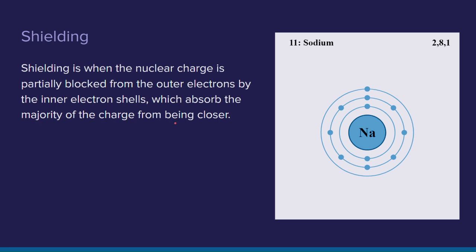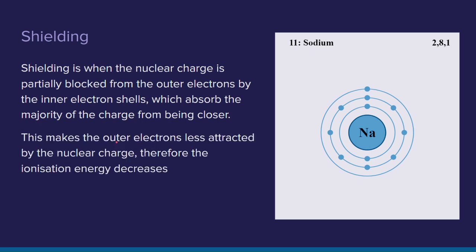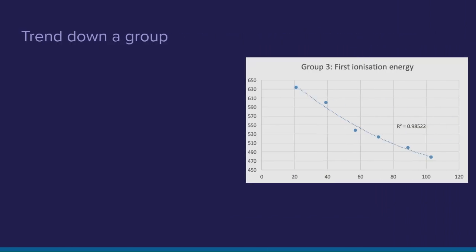They absorb the majority of the charge because they're closer. This makes the outer electrons less attracted by the nuclear charge, therefore the ionization energy decreases. I like to imagine shielding as, imagine you're playing dodgeball and people are throwing 100 balls at you, but if you're standing behind someone, then the person in front of you will take most of that, and you'll be more safe than if you weren't standing behind someone. That's how I like to imagine it.